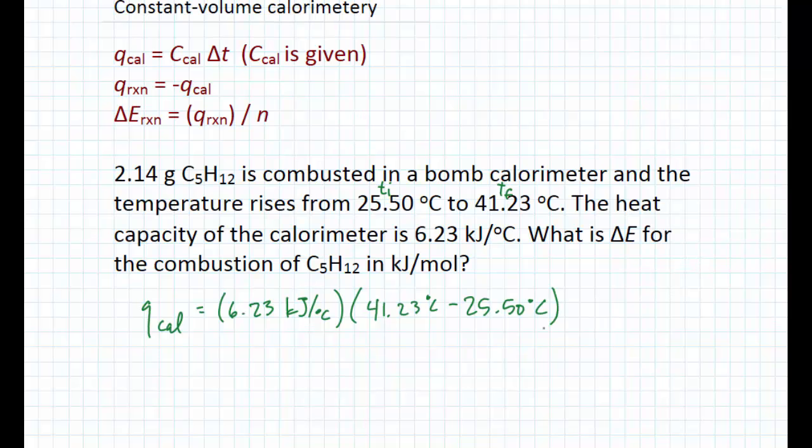Now, if the temperature went down, we would still do final minus initial, but that would be a negative delta T. Okay? So keep your signs straight. Right? Temperature's not always going up. Temperature could be going down, so make sure you're always doing final minus initial. That'll keep your signs correct even for the heat transfers and everything. Okay? So I got 97 point something, 9979 kilojoules. Okay. That's the heat gained by the calorimeter.